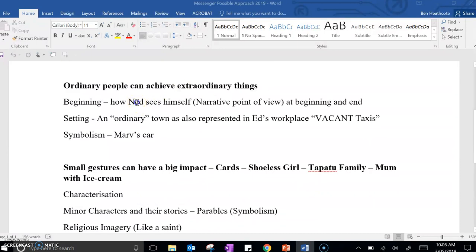I don't know why that says how Ned sees himself, because his name's Ed. Anyway, it's on the film now for posterity. So, Ned Flanders, that's right.